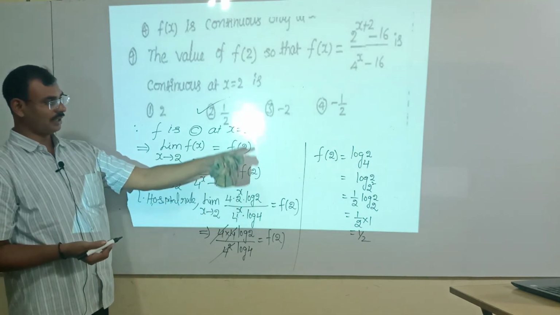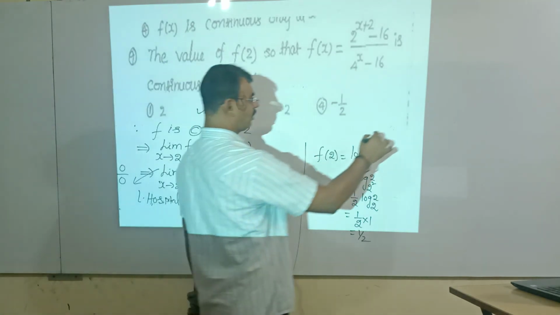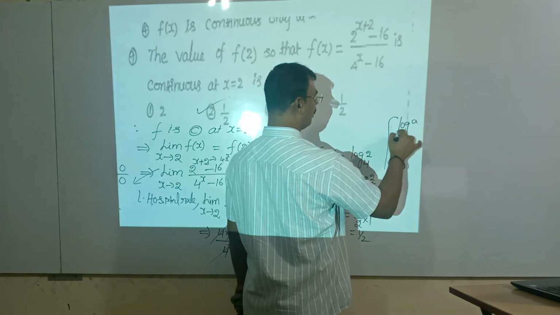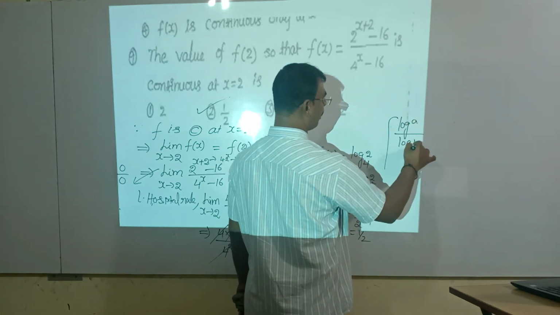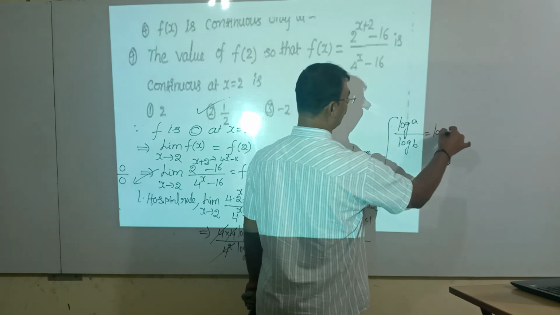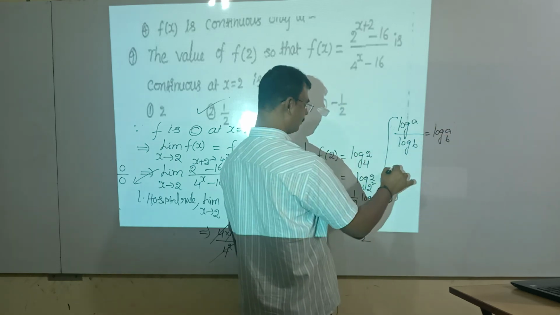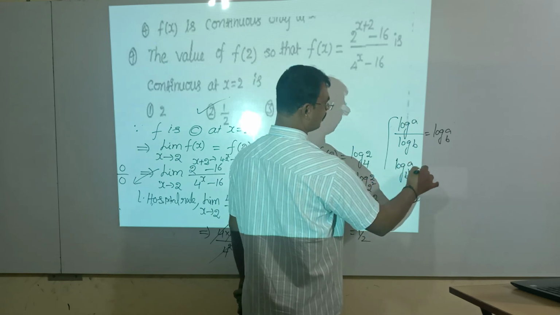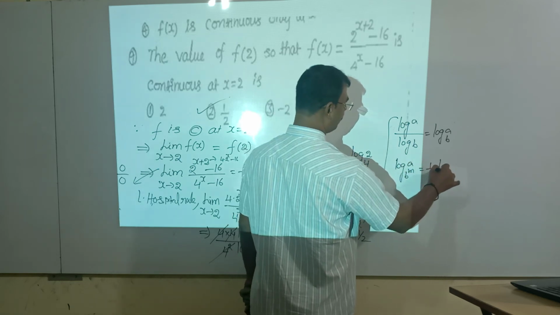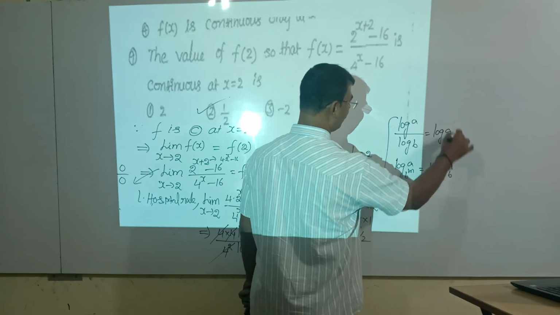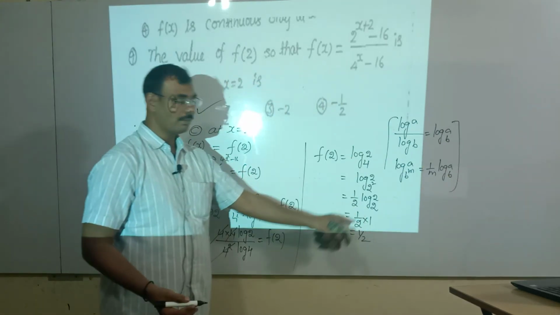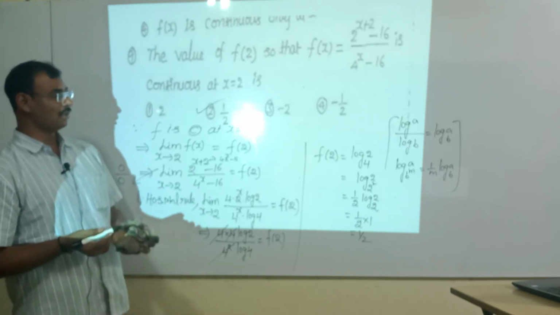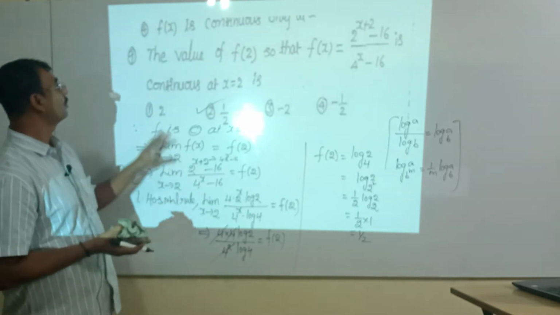Okay? The logarithmic property is very important. Log A divided by log B is equal to log A to the base B. Next, remember log A to the base B raised to m is equal to 1 divided by m log A to the base B. If the base and the logarithm are the same, the answer will be 1. Log a to the base a is equal to 1.